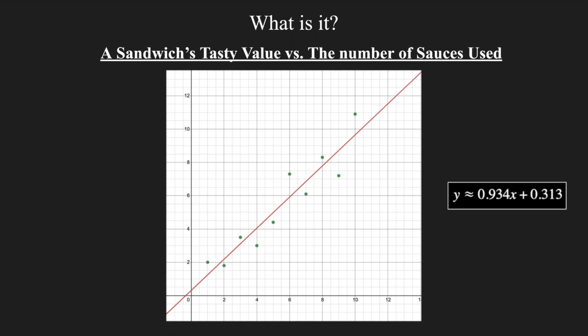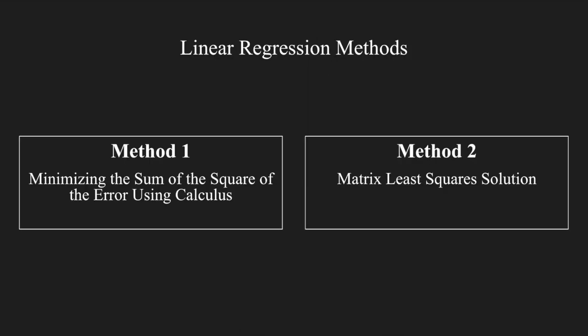number of sauces. Though this example only uses two inputs, the number of sauces and 1, and their respective weights, the methods about to be discussed can be used to create the best approximations for n inputs and their respective weights. There are two different methods we can use to write a linear regression algorithm. The first method involves minimizing the sum of the squares of the errors using calculus, while the second involves using the matrix least square solution.